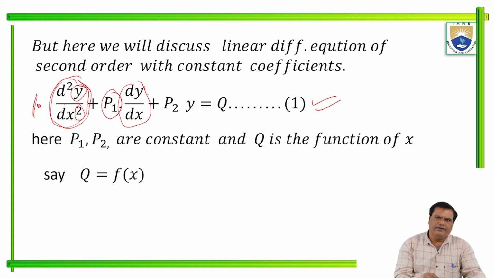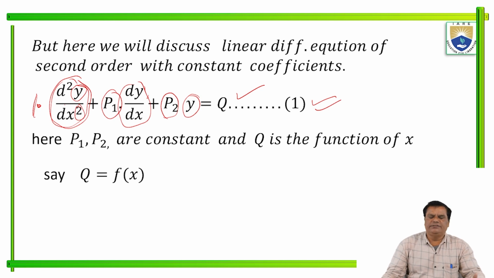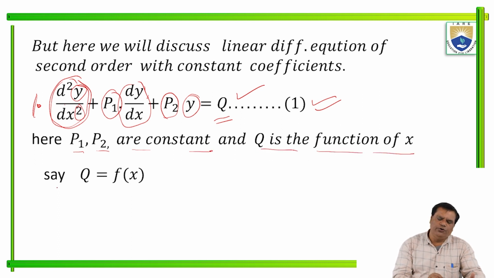Here is the second order, here is the first order, here is the zero order, equal to Q. So this P1 is constant and P2 is also constant, into y equal to Q. So this is known as a linear differential equation with constant coefficient of second order. Here Q is also a function of x, so P1 and P2 are constants and Q is a function of x. Say Q equal to f(x) here.